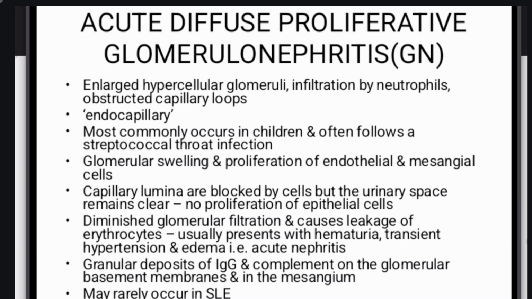If you look under the microscope at a kidney that has acute diffuse proliferative glomerulonephritis, there will be enlarged, hypercellular glomeruli. That means it has a lot of cells; there is an increase in cell number. There will be infiltration by neutrophils because of inflammation. Because it's acute, mostly neutrophils will predominate, and then the capillary lumina will be obstructed.